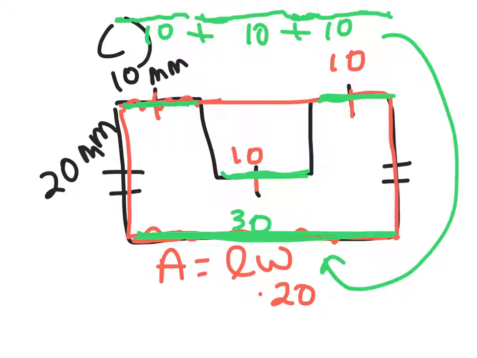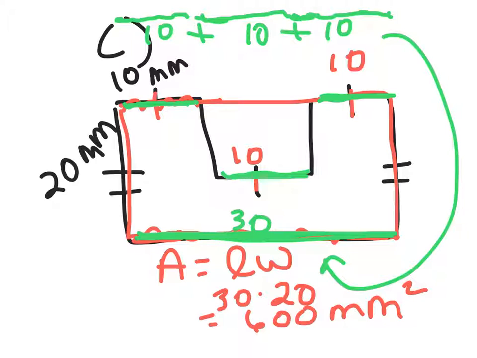So now I can go and fill this in. This length is no longer a mystery. The length here is 30. So to find the area of that large rectangle, I do 30 times 20. I get 600 millimeters squared.